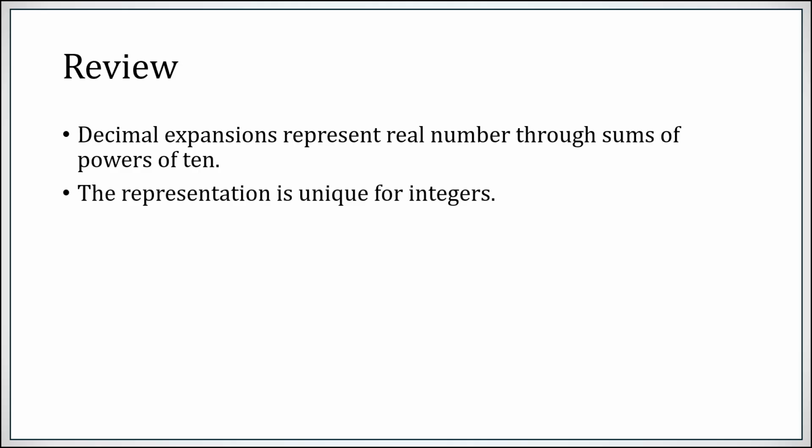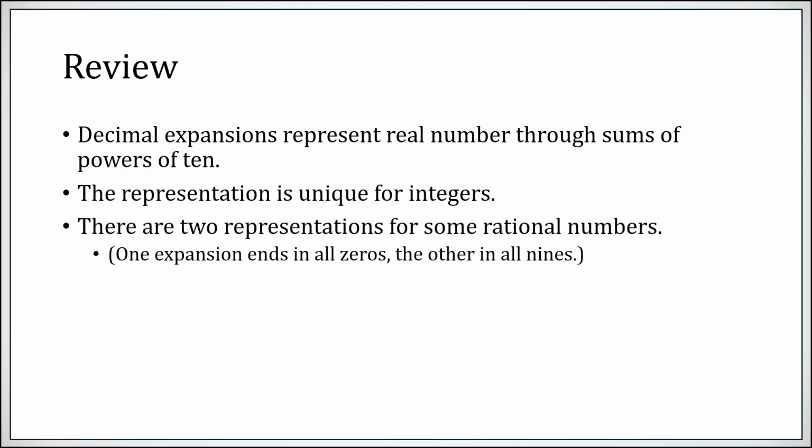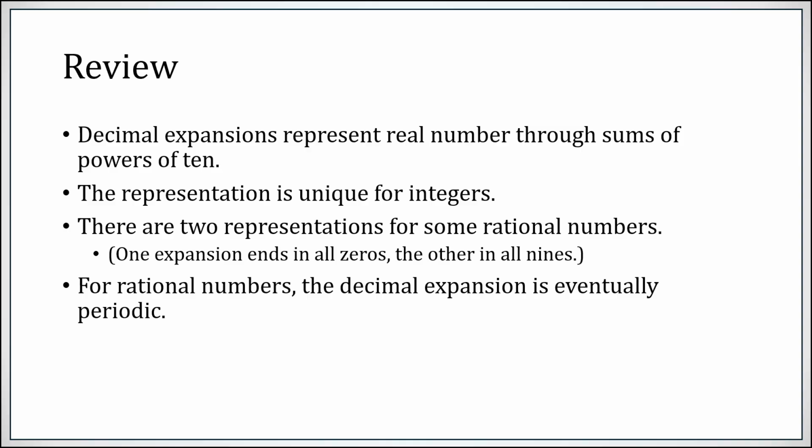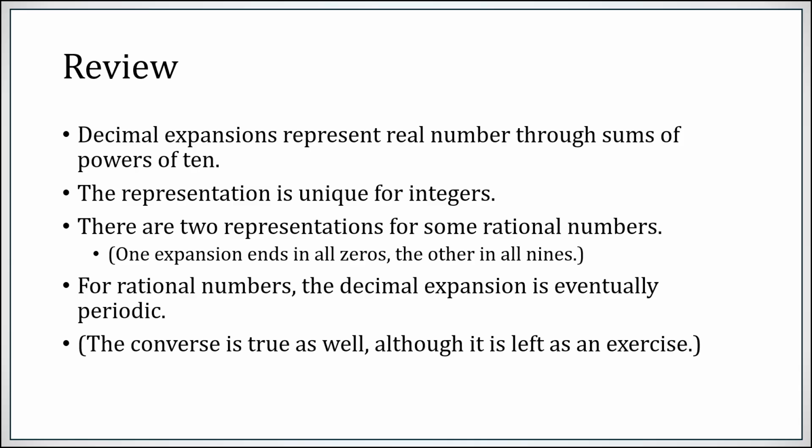For integers, decimal representation is unique. For non-integers, not necessarily. There are certain rational numbers that have two representations, but in that case, one will end in all zeros and the other in all 9s. Rational numbers have to have decimal expansions that eventually repeat themselves. And the converse is true, but that is an exercise. That is to say, if something has a decimal that is eventually periodic, it must be a rational number.